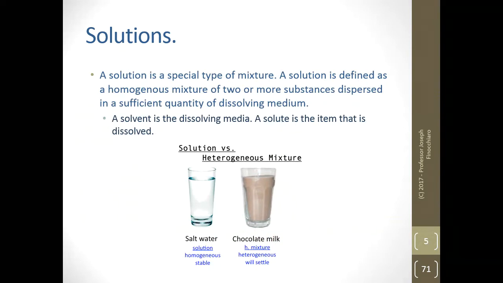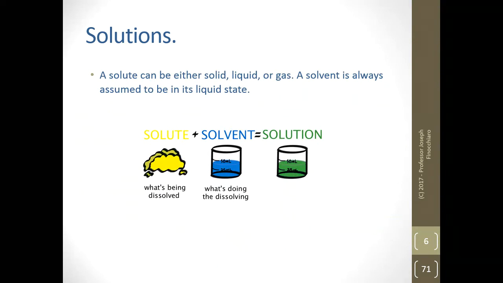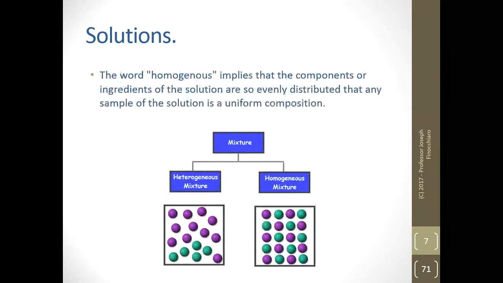A solution is a special type of mixture. It's defined as a homogeneous mixture of two or more substances dispersed in a sufficient quantity of dissolving medium. A solvent is the dissolving media. A solute is the item that is dissolved. A solute can be solid, liquid, or gas, while a solvent is always assumed to be a liquid. So a solute can be any of the three states of matter. Don't worry about plasmas. A solvent is always assumed to be a liquid.